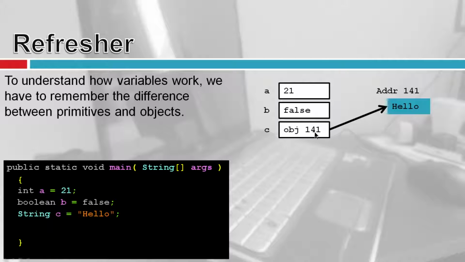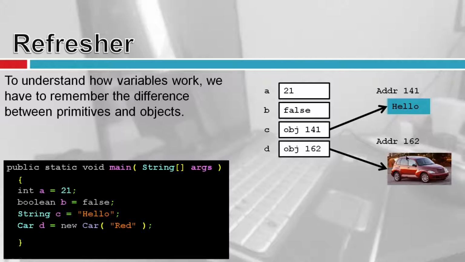And this works also for custom objects. So here, if I created a custom object car, I'll create that object in memory, and I have the address, let's say address 162, and in the variable I'm storing the address to where that car is located in space. So this is key to remember. Primitive variables store the value actually in the memory location, and for objects they store the address.